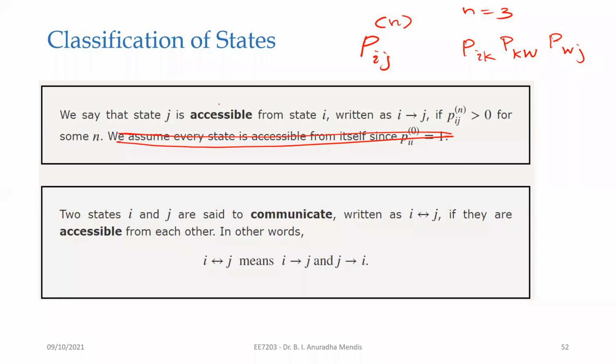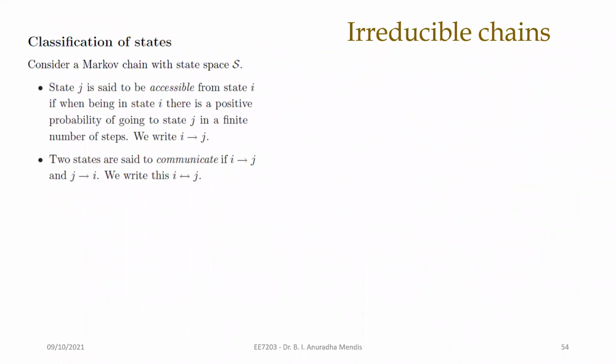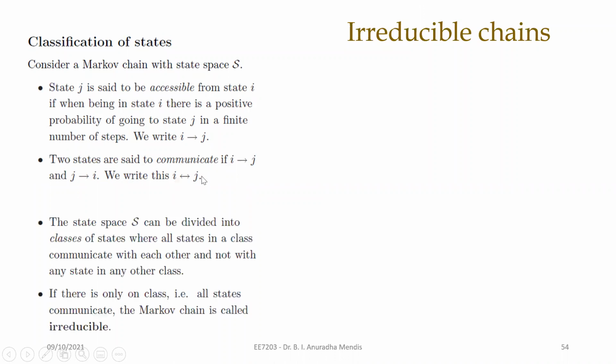That is the accessibility. If this accessibility is possible in both ways, from I to J as well as from J to I, then we call those states communicatable. They communicate with each other. Communicate means I to J and J to I are both possible, so we write it in this way. Now, based on this communication of states, we can divide the state space into classes.